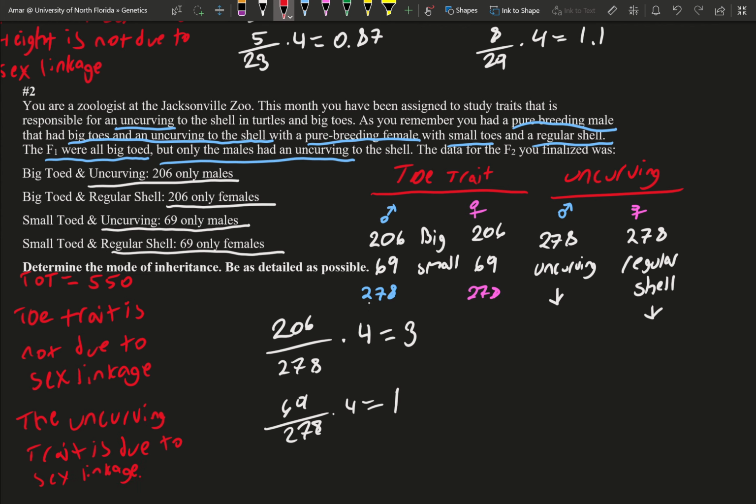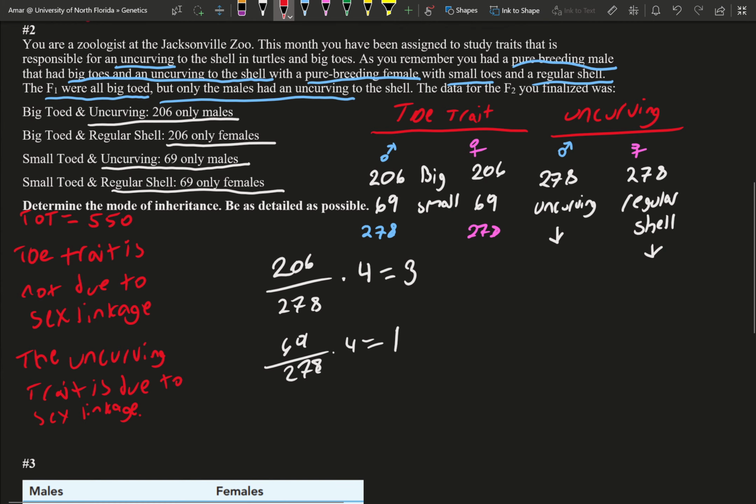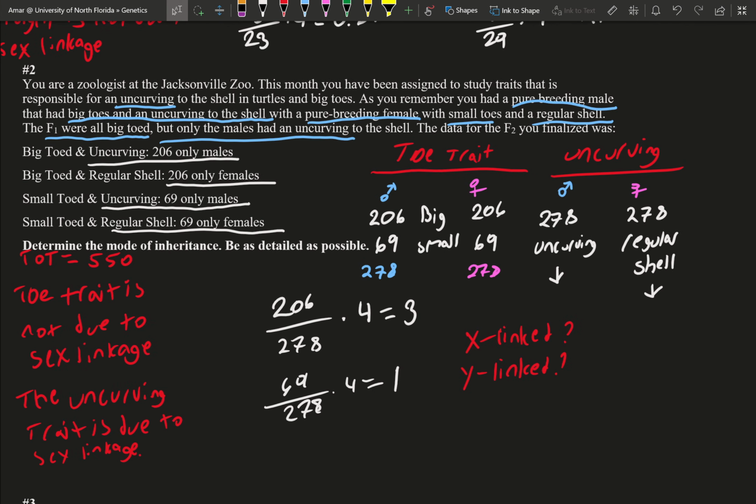So what we need to do now is figure out what kind of sex linkage this is. Is this X-linked? Or is this Y-linked? So now here's another thing that a lot of people struggle on. After they get to the point where they can see that there's sex linkage, a lot of people struggle on figuring out if it's Y-linked or X-linked. So now, Y-linked is a pretty easy one to figure out.